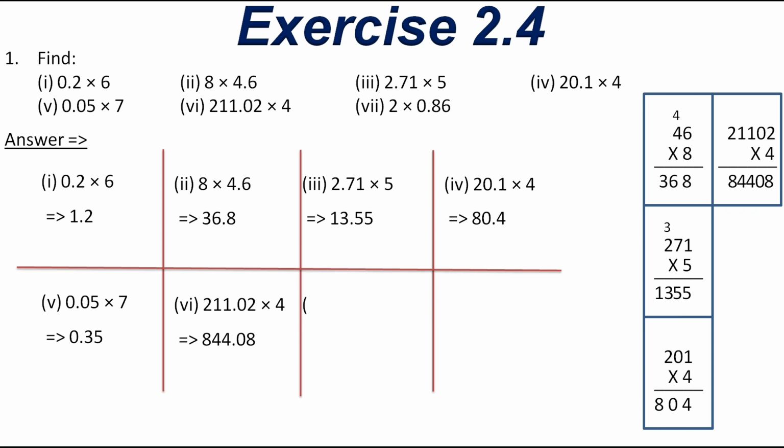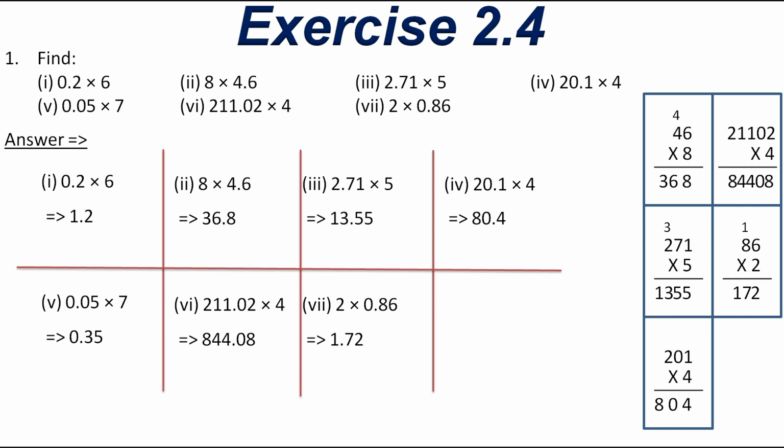Okay, next we have 2 into 0.86. Forget the decimal point and just multiply 86 with 2. So 2 sixes are 12, 2 eights are 16 plus 1 is 17. So I got the answer as 172. Now as the decimal point is present before two digits from the right, the decimal point will come before two digits from the right. So the answer became 1.72.